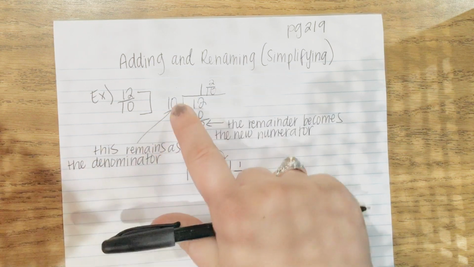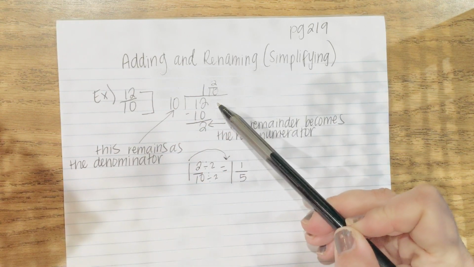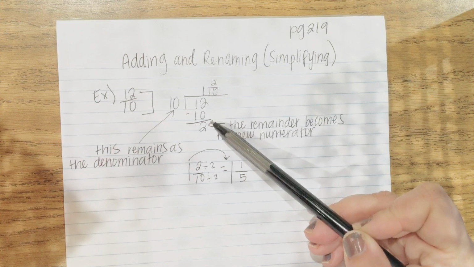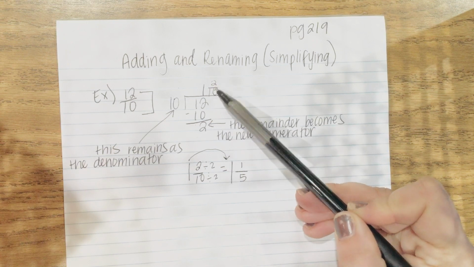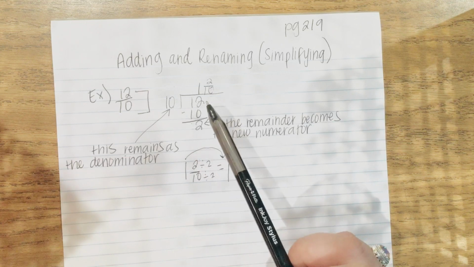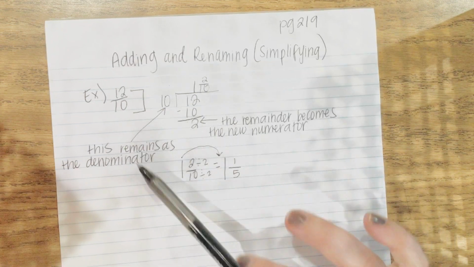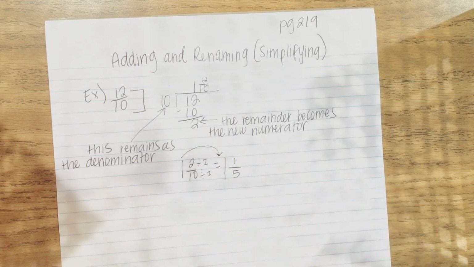So we're just dividing right here. Our numerator becomes the dividend. We divide, and instead of adding a decimal, we just carry our remainder up, and that becomes our new numerator. Our divisor becomes our denominator. Now, what we are going to do is take this practice and combine it with adding mixed numbers like we did before. All right.